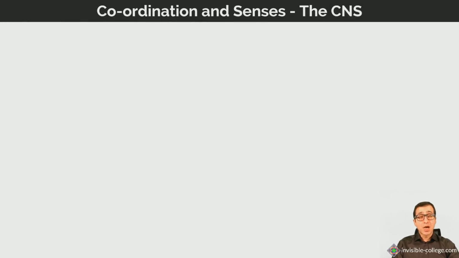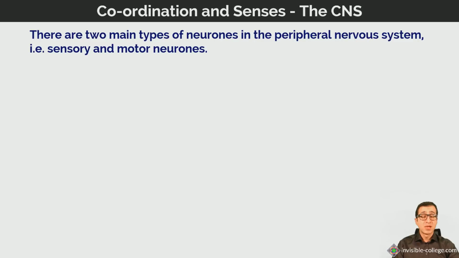So there are two main types of nerve cells in the peripheral nervous system. There are sensory neurons and there are motor neurons. Sensory neurons are sometimes called afferent neurons. The word afferent is often used in anatomy to describe a structure which conveys something towards something central. So in this case, it's afferent in the sense that sensory neurons convey information towards the central nervous system.